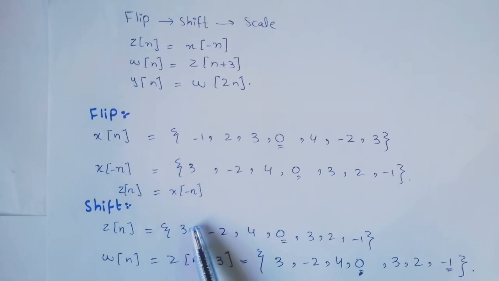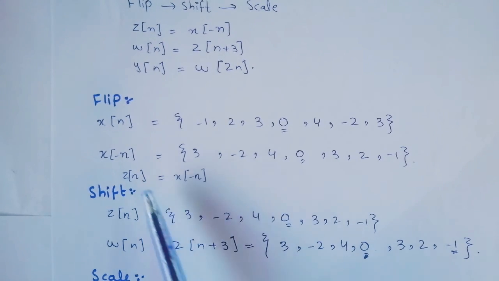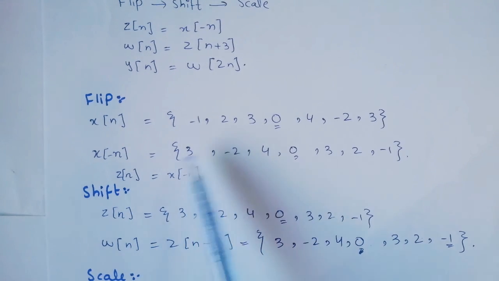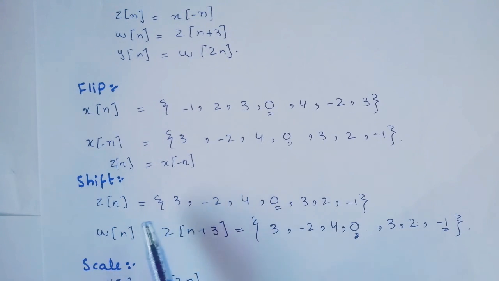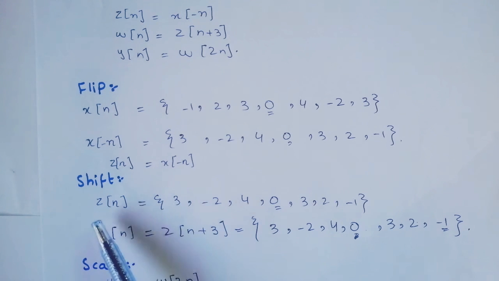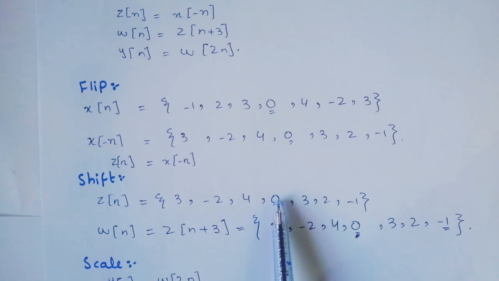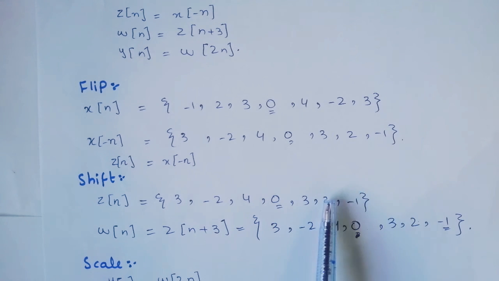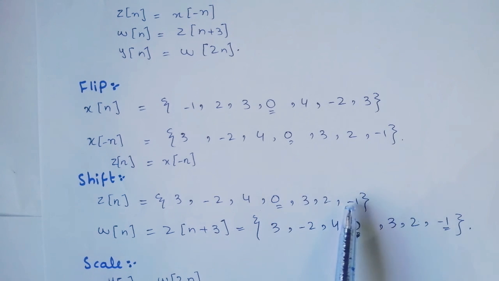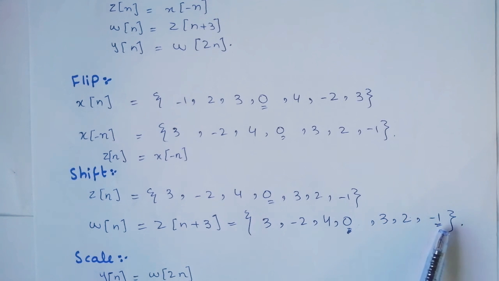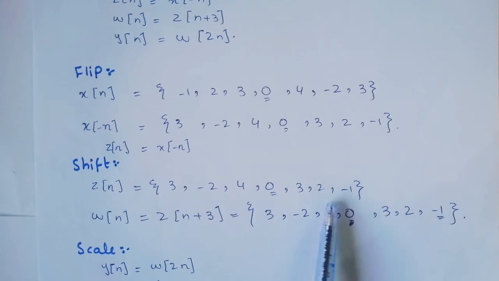Now we have to shift the flipped signal. We'll shift Z of n, not x of n now. When you do shifting, I have told you that when you add in an index, you are moving it backward. So we are adding 3 in here, so our 0 is at 0. Now it will move 3 steps back. 1, 2 and 3. It will now be at minus 1. So this is our 0th value, and all these values are at negative side. This is called backward shifting.